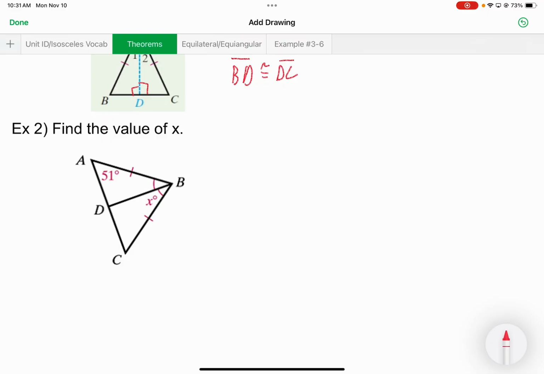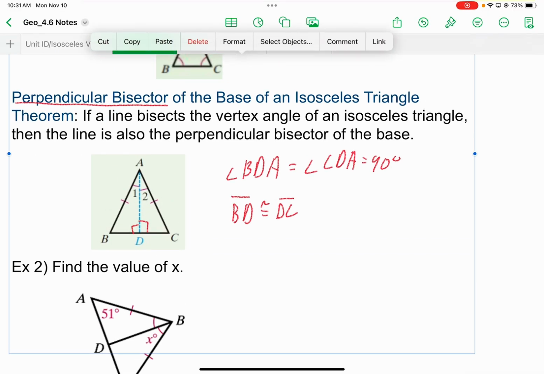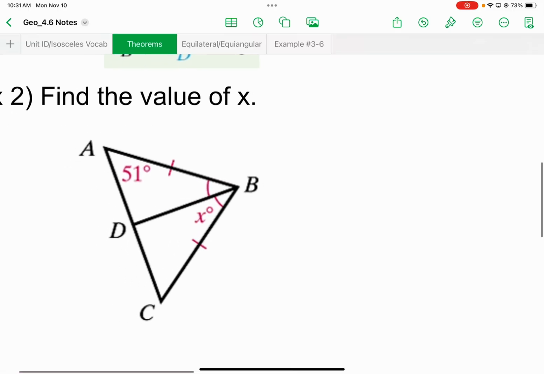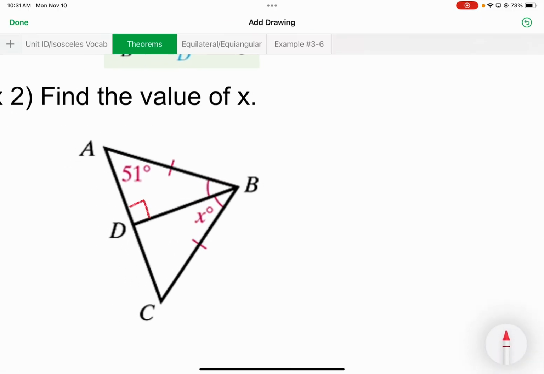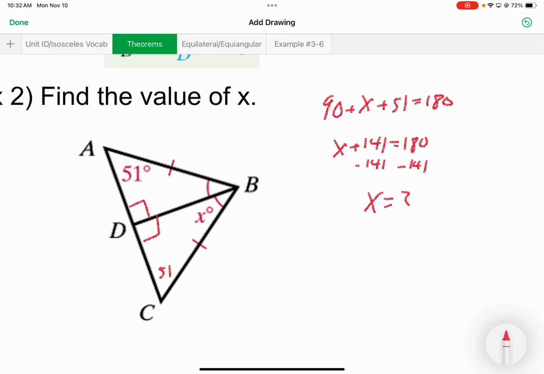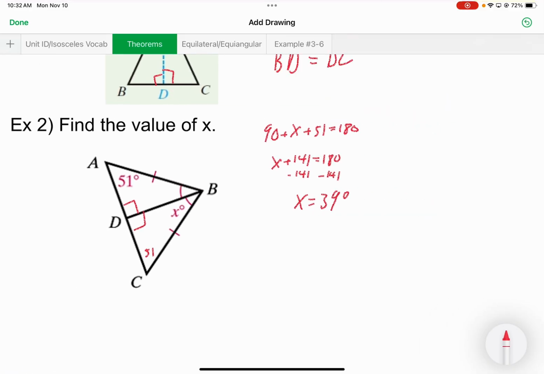How'd you get that? Because the perpendicular line means that those are 90, and then you know that the angle C is 51 because it's an isosceles triangle, so you got 51 plus 90, you get 141, and then you subtract that from 180. Good. So then I could say 90 plus x plus 51 equals 180. So Braden just found expressions for each one of those using that theorem. And then combined them, x plus 141 equals 180. We take 141 away from both sides, and now we get x equals 39 degrees. Good job.